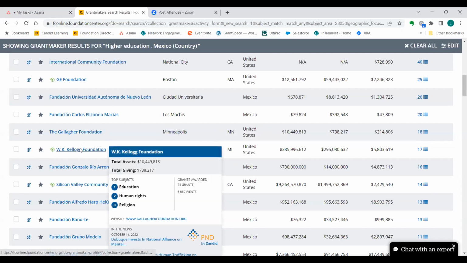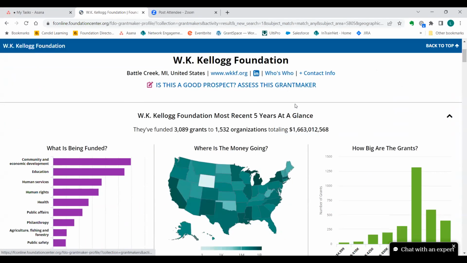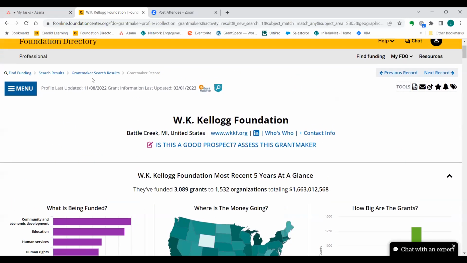So for example, I'm gonna look at the Kellogg Foundation, again, comes up in here. So we know they fund a lot of different things, and education is one of their big things, but it's not their only interest. So most funders have multiple interests. You'll find a few who focus on just one area, but most of them focus on numerous areas.